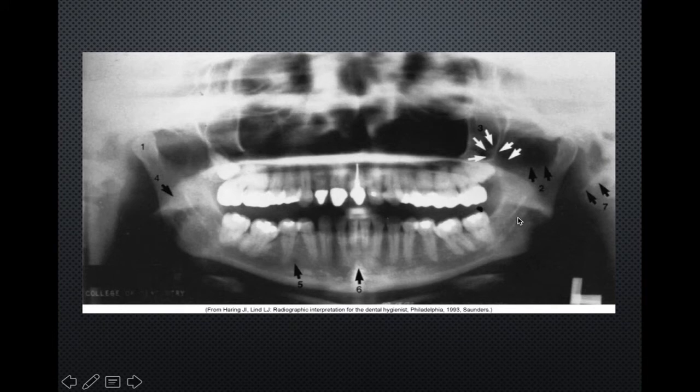When I also look at this panoramic, I can take one guess as to why they took this pano. Look at these third molars. They are some sort of impacted there. Definitely should not look like that.